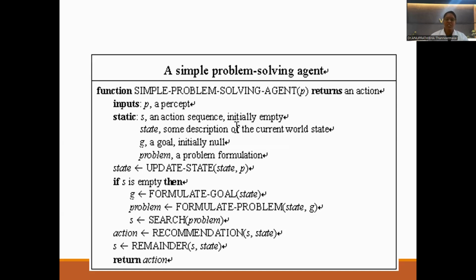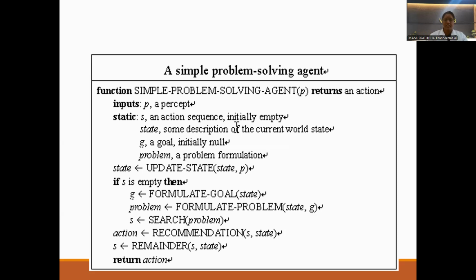The goal is initially null, then problem formulation and update state. We have to update the states. For example, if you want to reach from India to Saudi Arabia, then there should be points to reach, from which country we can move to which place, so we need the states. That is why we have to update the states. Here the state means the particular place where we are, a transition from one place to another place to reach the destination point.